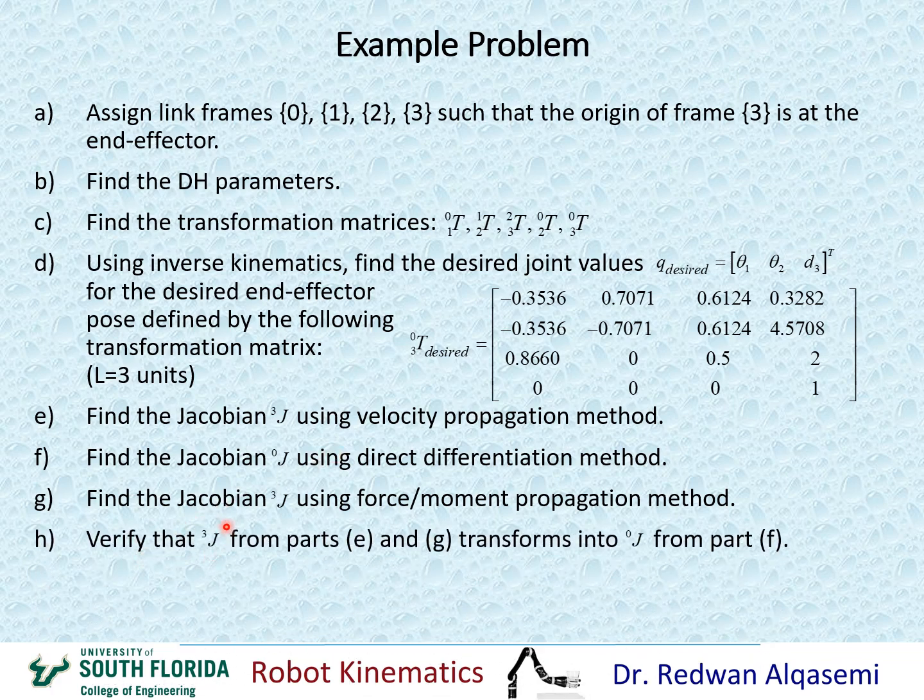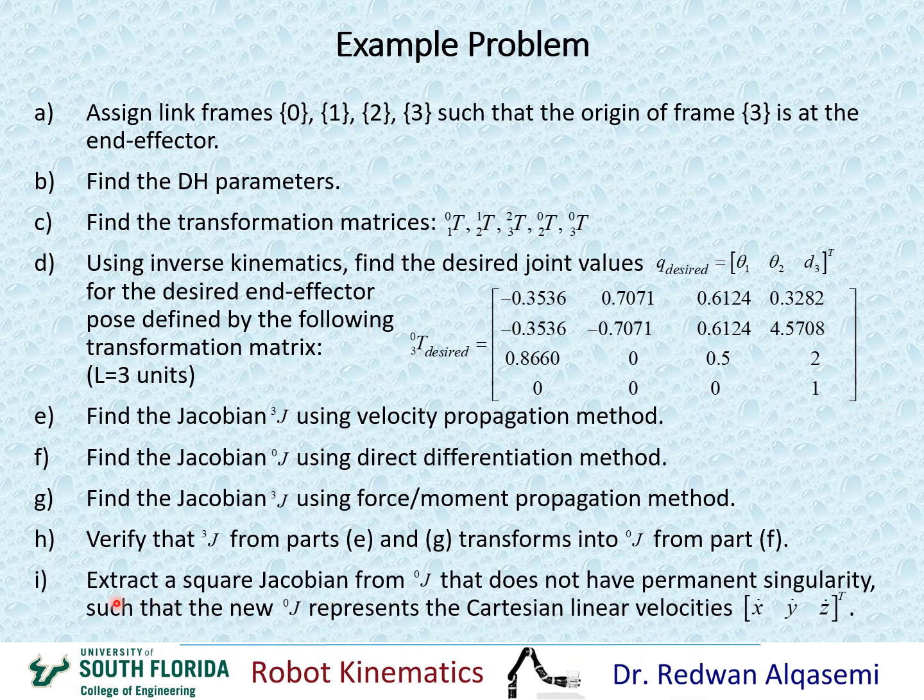Part H, verify that J in reference to frame 3 from parts E and G transforms into J in reference to frame 0 from part F. So we just want to verify that all these three Jacobians, the Jacobian in reference to frame 3 and in reference to frame 0, they're the same Jacobian, but they're in different reference frames. So we can transform one to the other and verify for this part H here. Now remember the Jacobian here, since we have only 3 joints and we have Cartesian space 6 degrees of freedom, all of them will be 6 by 3 Jacobians.